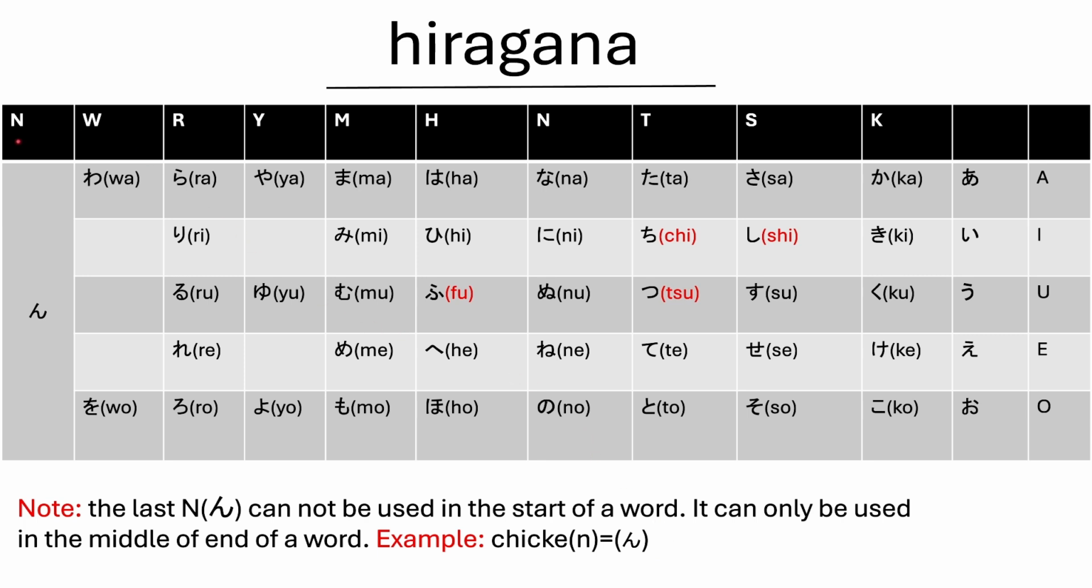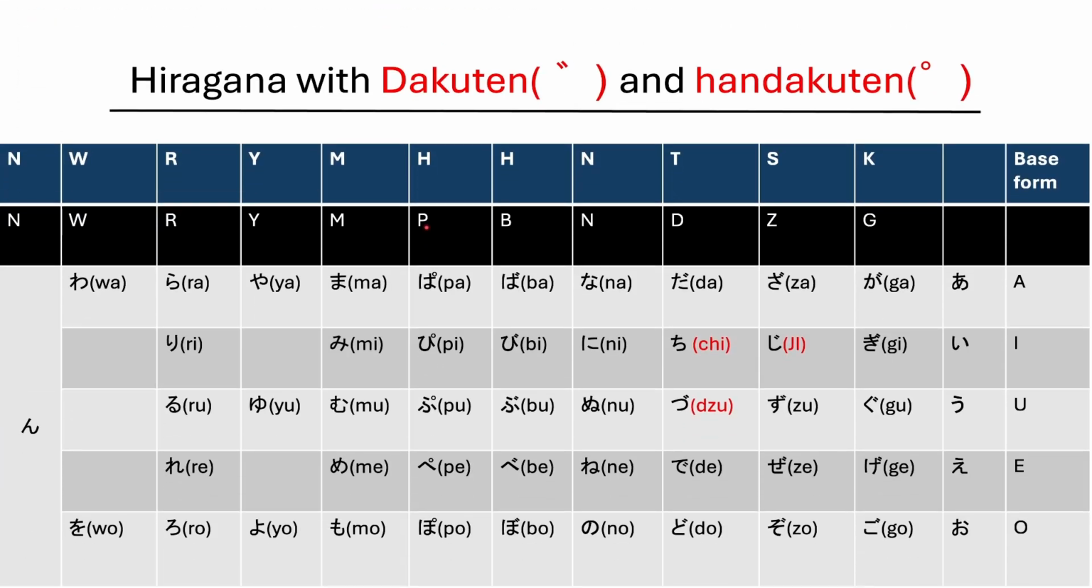So these are the basic hiraganas. If you just remember these symbols, and if you can remember the sounds or the pronunciations of these symbols, you are going to be able to pronounce or say most of the words in Japanese. So let's go to the second part of the hiragana, which is this part.